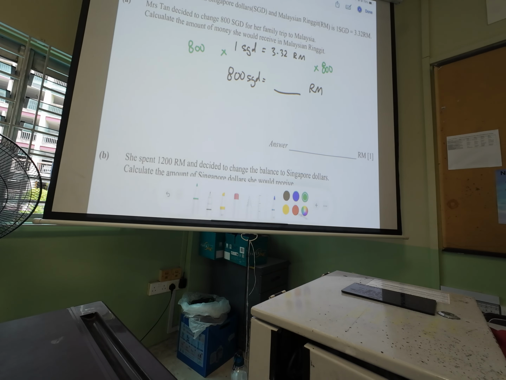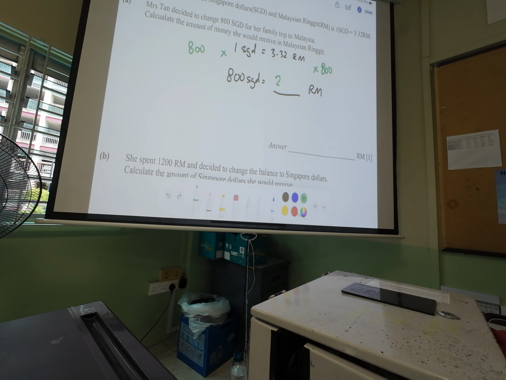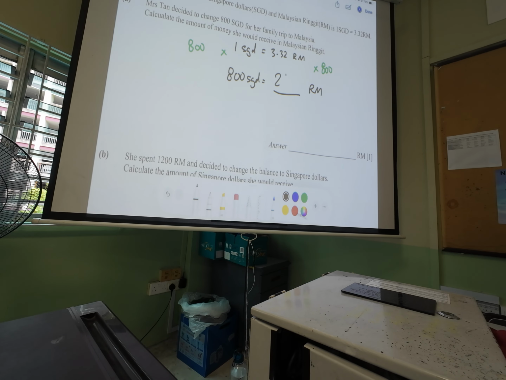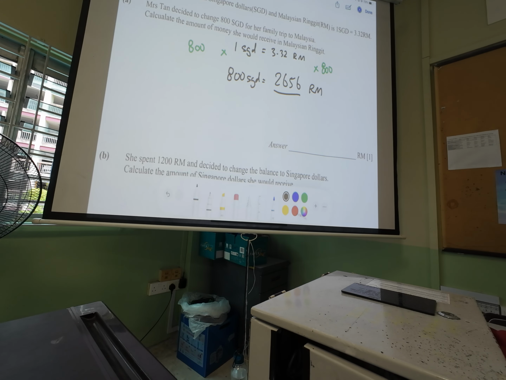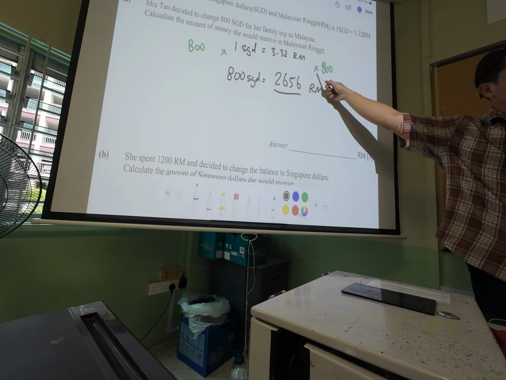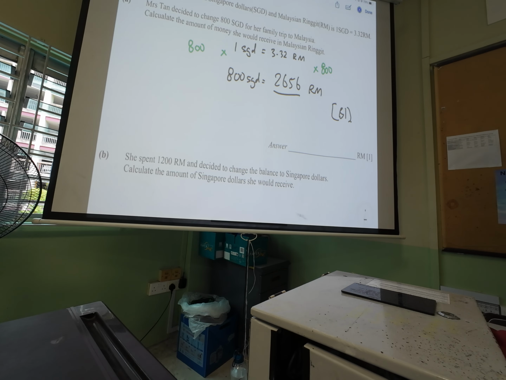3.32 multiply 800, we will get 2656 RM. Multiplication only then. Okay? So this one must get one. All these easy points. You get all the easy points passed already.